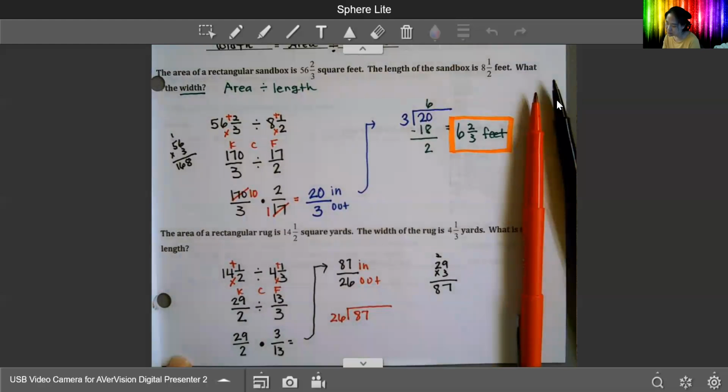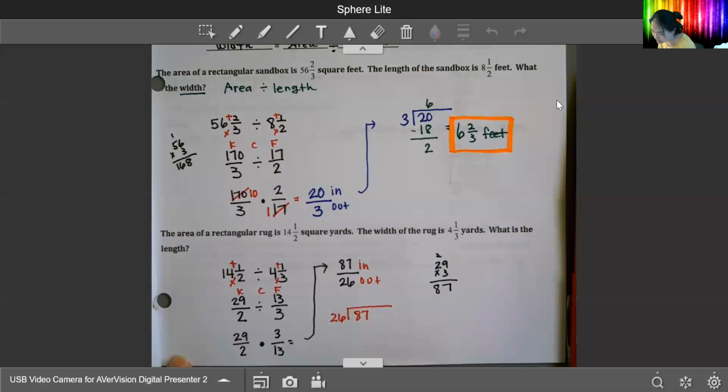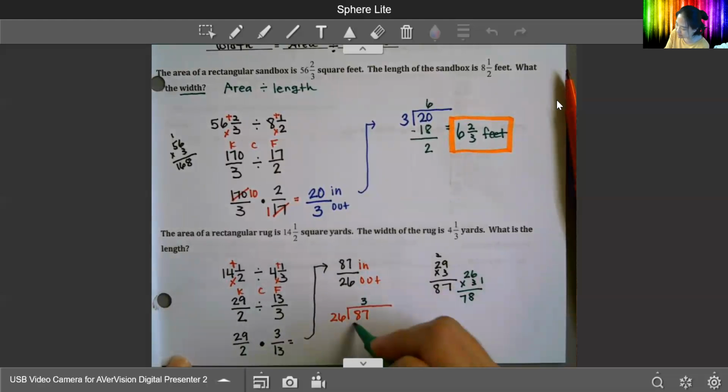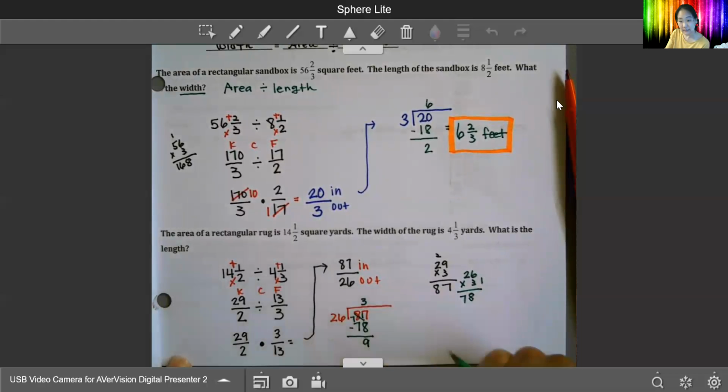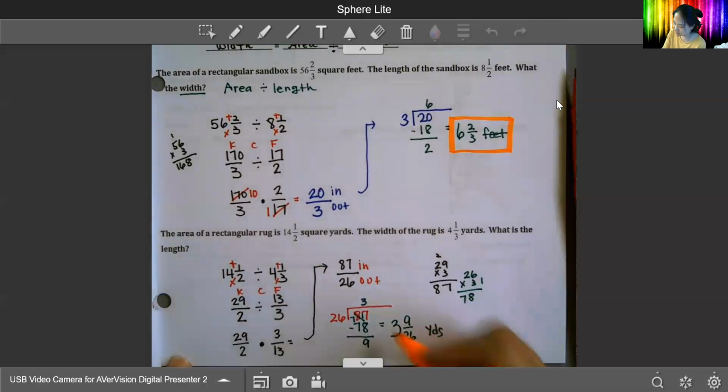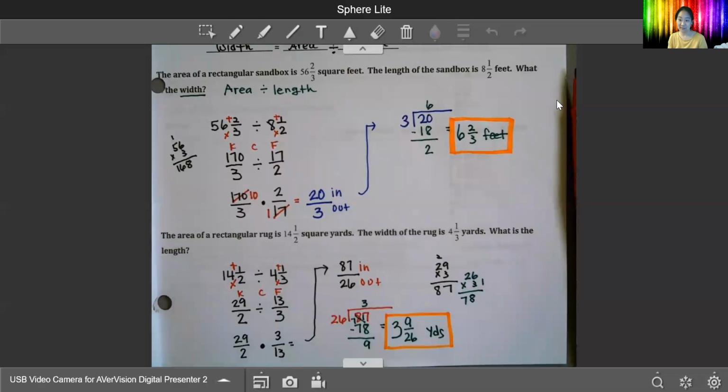So 26 goes into 87 3 times. Wait, let me see. Sorry, my mind is not working. Yes, 3 times, which is 78. When you subtract, you get a remainder 9. So then that means the answer is 3 and 9/26 yards. So the length is 3 and 9/26 yards.